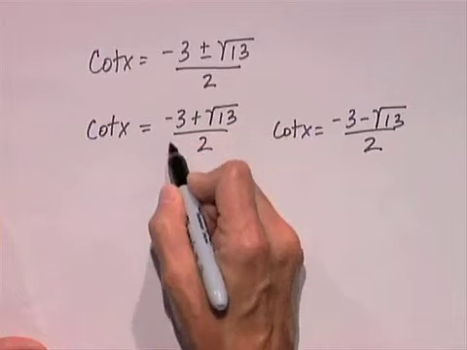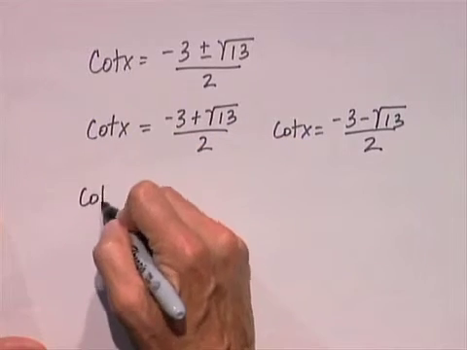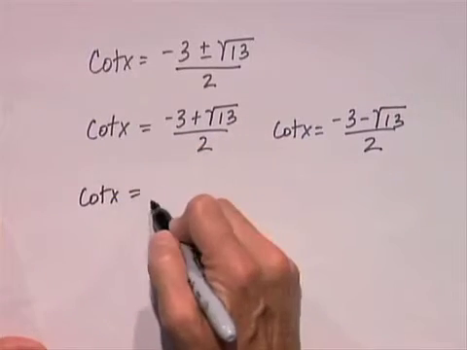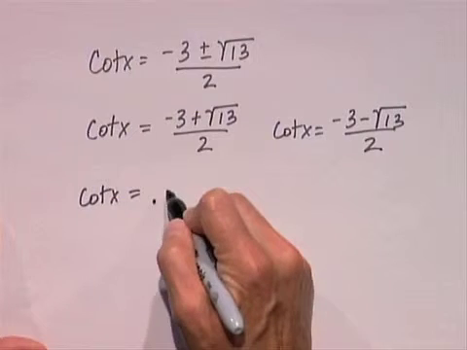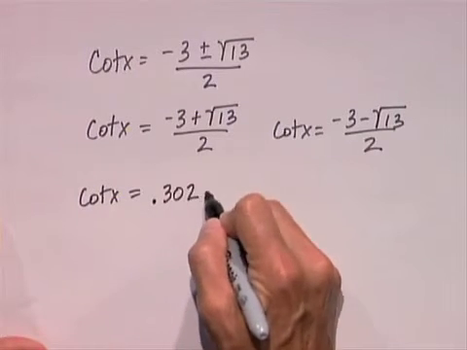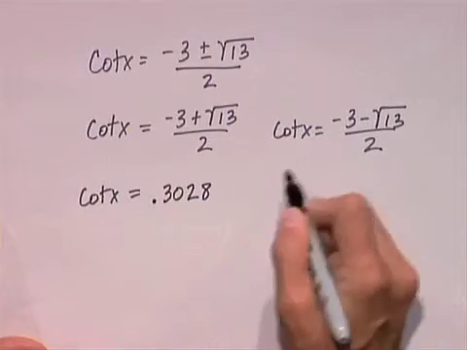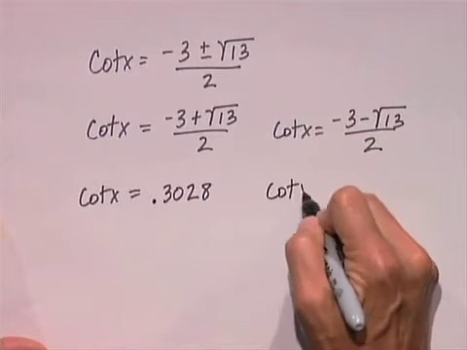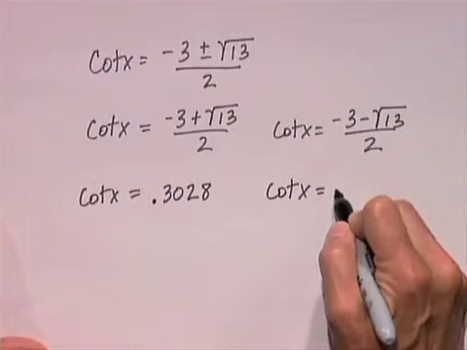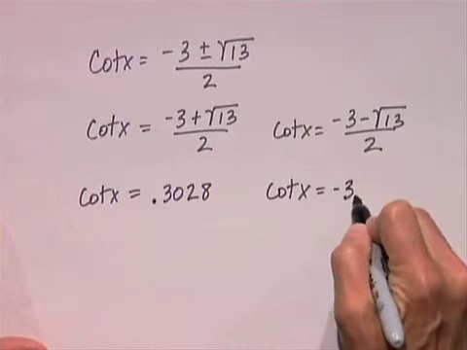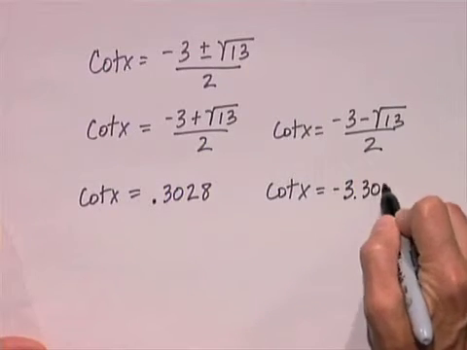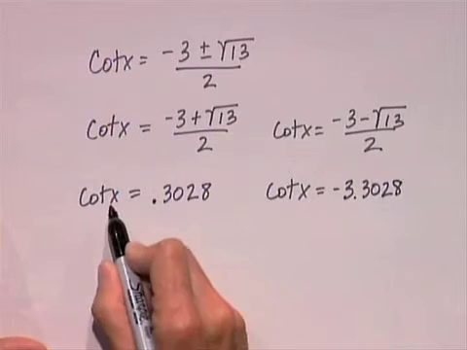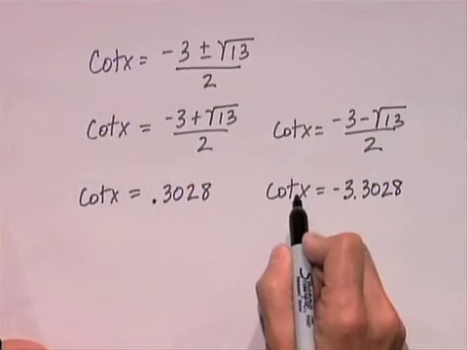So picking up a calculator and getting a value, this particular value is going to come out to about 0.3028 with some more decimal places. Again, with the help of a calculator, getting a value, this value is going to come out to about negative 3.3028. And I need to think about finding x at this point.